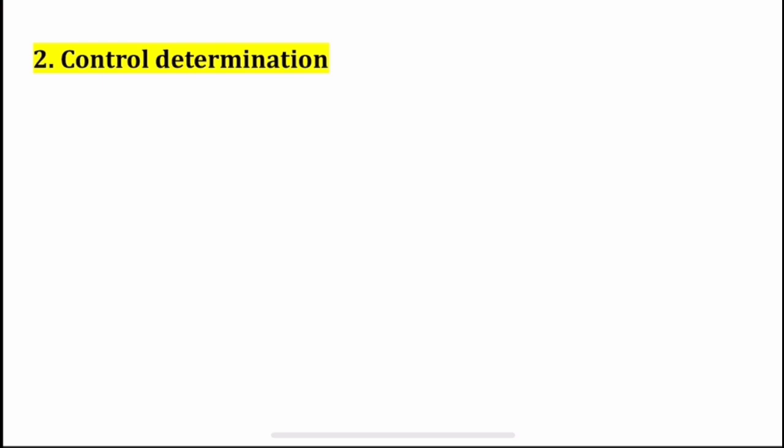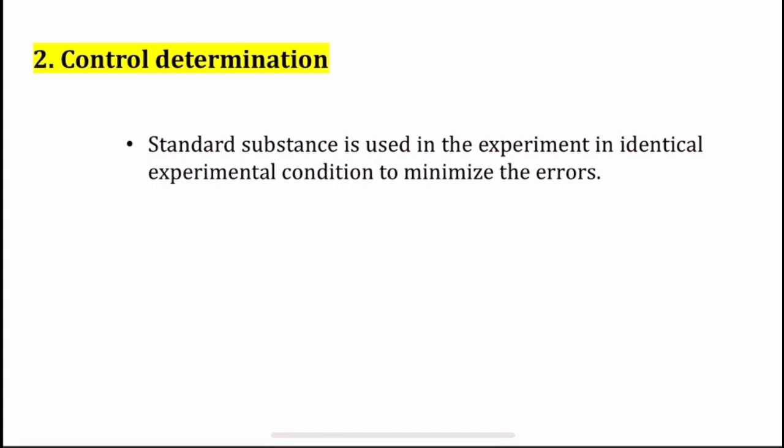Next is control determination. Control determination involves analyzing samples with known concentration of the analyte to monitor the performance of the analytical method. By comparing the measured values to the known concentrations, any systematic errors or biases in the analysis can be identified and corrected. Control determination helps in ensuring the accuracy and precision of the analytical results over time.